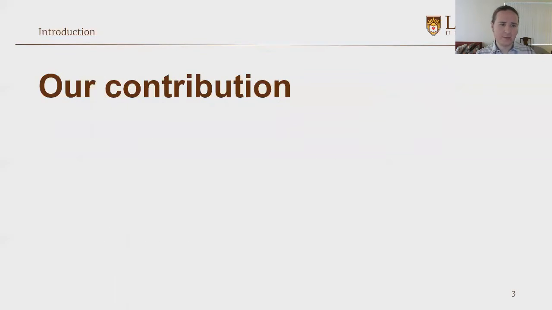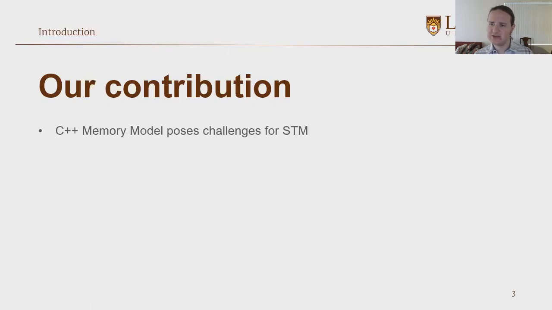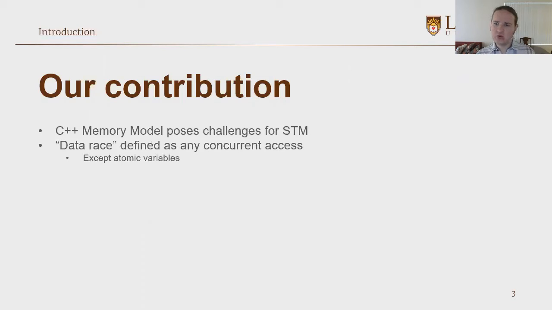In our work, we observe that the C++ memory model makes some design decisions that pose unexpected challenges for STM implementations. When two or more threads access the same variable at the same time, all threads must regard it as an atomic variable, or else it is a data race. Program behavior is undefined in the event of a data race.